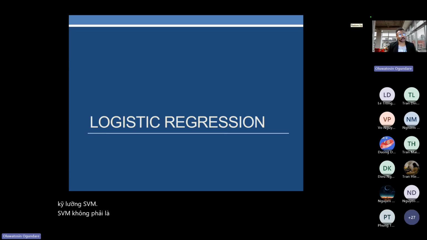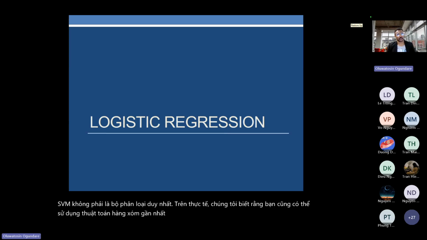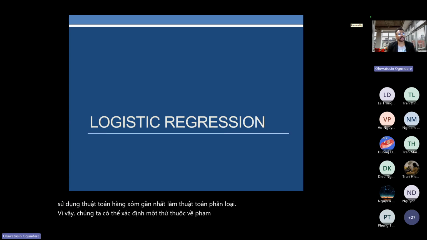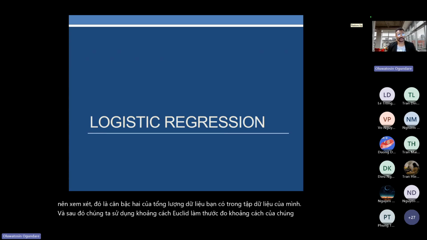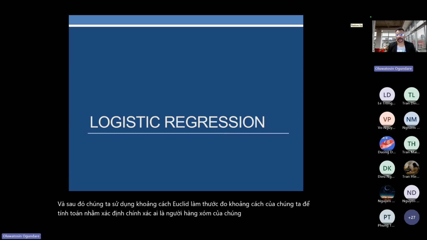In fact, we know that you could also use the nearest neighbors algorithm as a classification algorithm. So we could determine what category something belongs to based on who their neighbors are. We identified a rule of thumb for determining the number of neighbors we should consider, which is the square root of the total amount of data in your data set. And then we use the Euclidean distance as our distance metric to determine who exactly is in our neighborhood, or who our neighbors are.